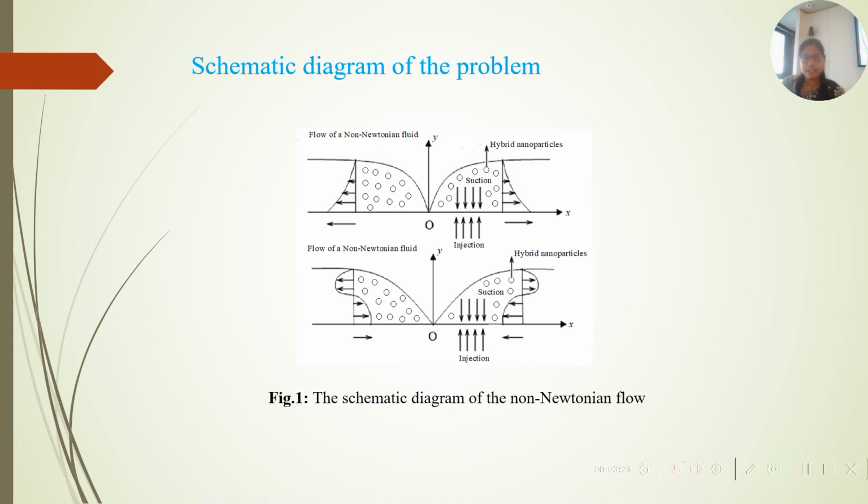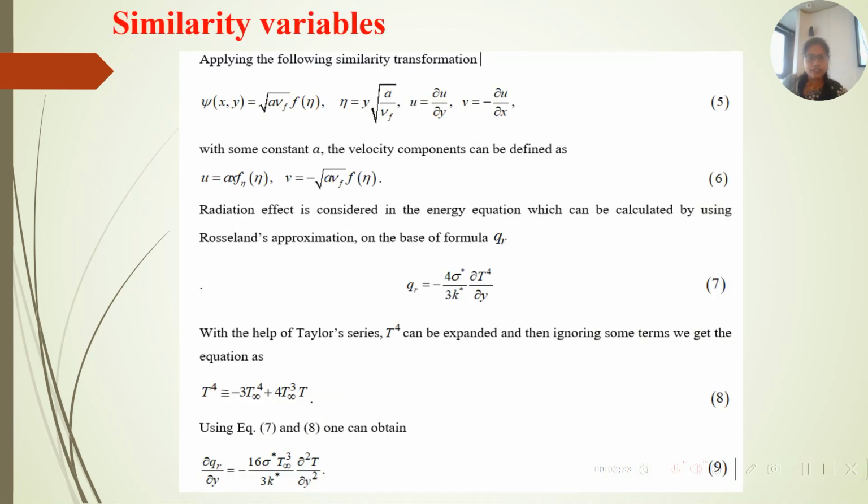Then we move on to the schematic diagram of the present problem. This diagram represents the schematic diagram of the non-Newtonian fluid flow. Here we indicate the suction and injection flows also. Then by using the similarity variables represented in equation 5, the governing equations of the present study are converted into ordinary differential equations. Equation 7 represents the Reynolds term. Using this term, we can solve the heat flux.